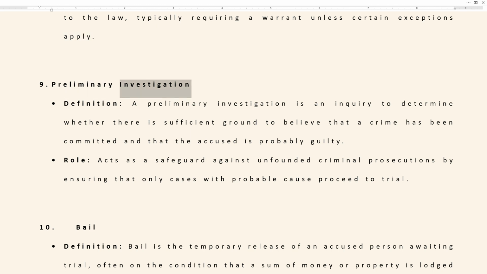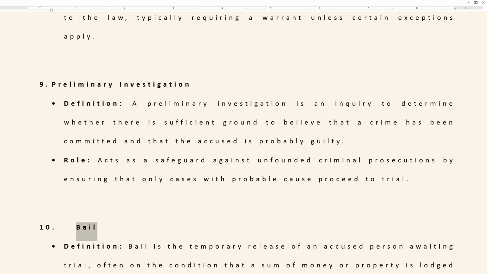Preliminary investigation. Definition: a preliminary investigation is an inquiry to determine whether there is sufficient ground to believe that a crime has been committed and that the accused is probably guilty. Role: acts as a safeguard against unfounded criminal prosecutions by ensuring that only cases with probable cause proceed to trial.